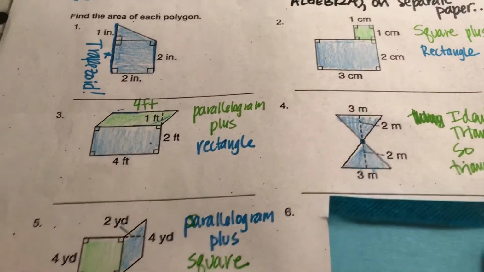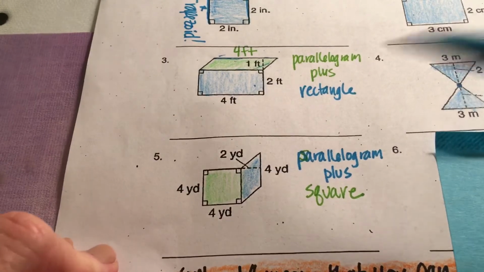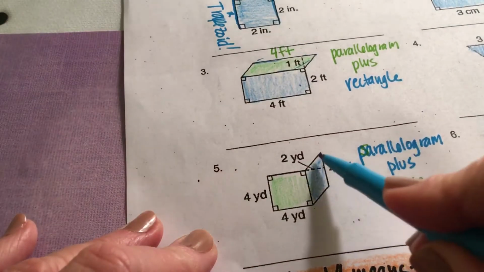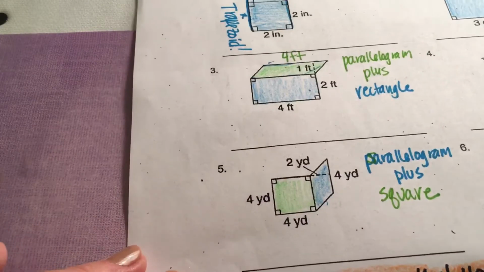Okay, so number 5 is a lot like number 3. To me it looks sort of like a laptop with the screen opened up. I don't know.